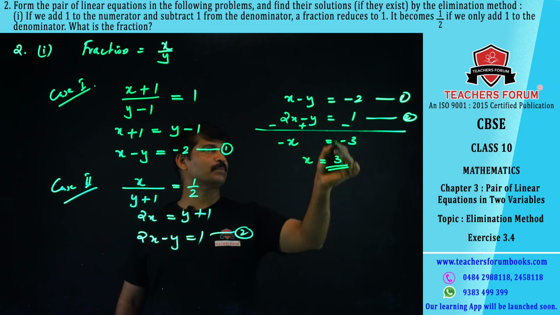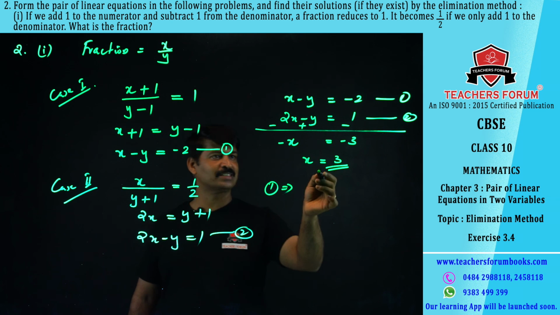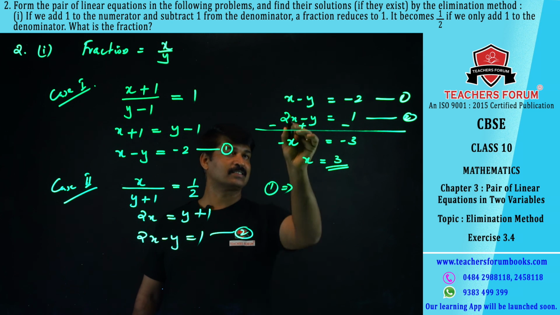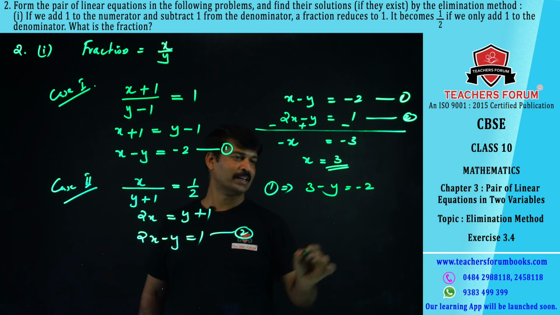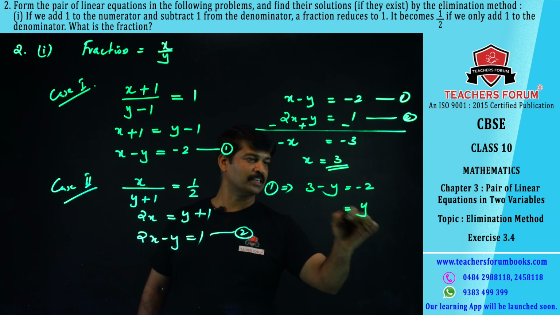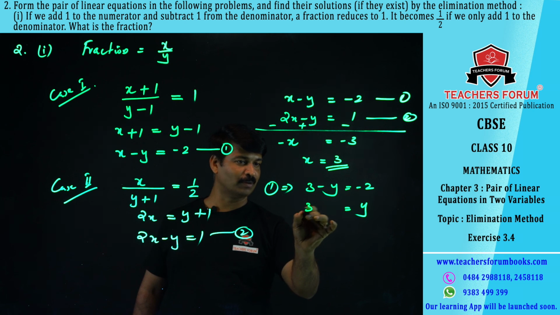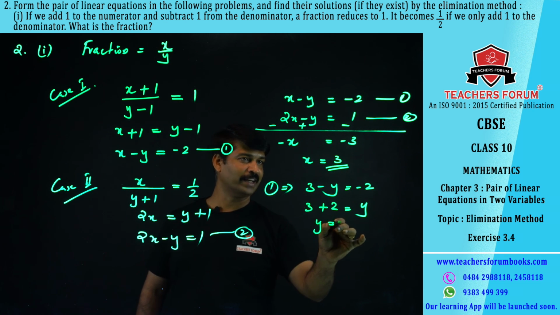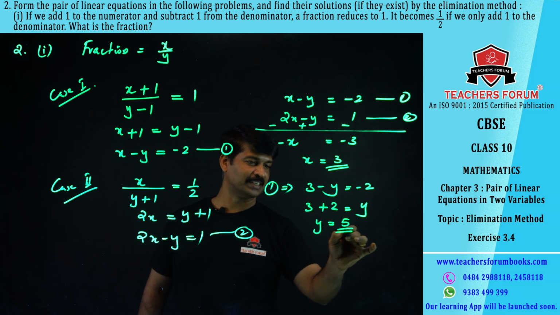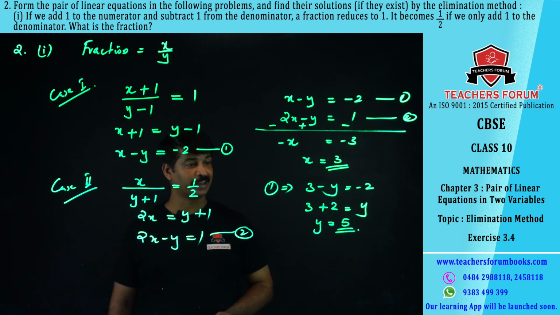Now the value of x you can substitute in equation number 1 or 2 to get the value of y. Okay, let us substitute this in equation number 1. What will we be getting? x is 3. 3 - y = -2. Let us take -y to the other side, it will become +y. Let us take 2 to this side, it will become +2. Then what will we be getting? 3 + 2. Then what is the value of y? The value of y is 3 + 2, that is 5. So you get the value of x as 3 and the value of y as 5.